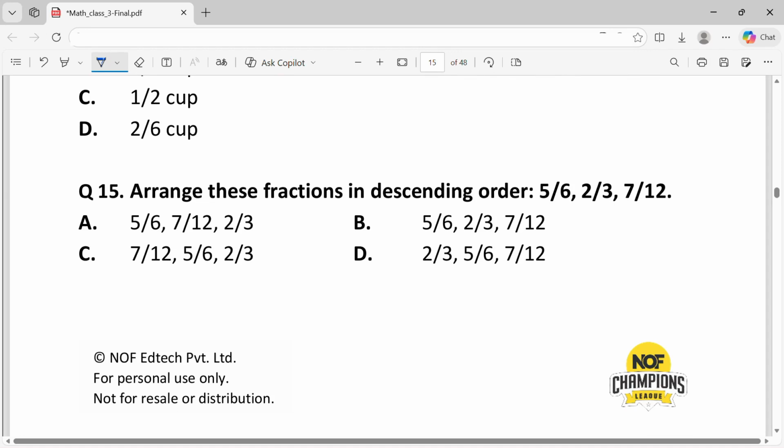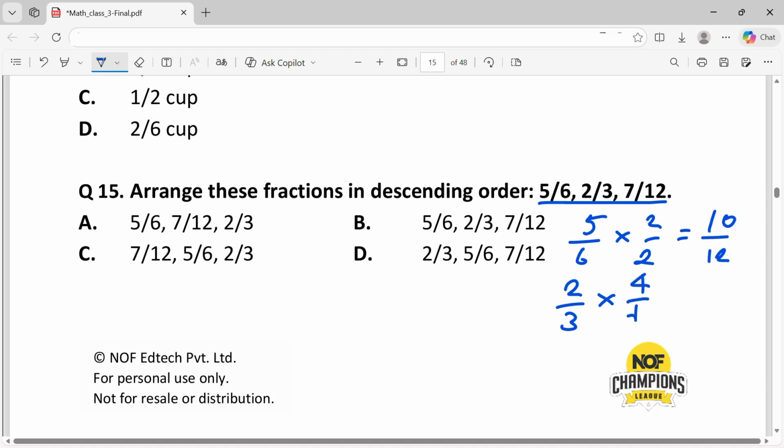Question 15. Arrange these fractions in descending order. 5 by 6, 2 by 3, 7 by 12. To arrange these fractions in descending order, we must equate the denominators. That is 5 by 6 into 2 by 2, which is equal to 10 upon 12. 2 by 3 into 4 by 4, which is equal to 8 by 12. And the third already has the denominator of 12, so 7 by 12.